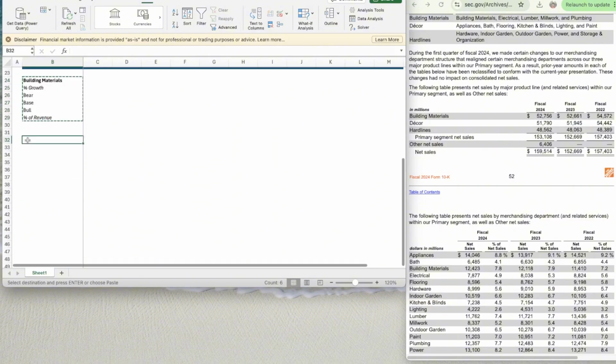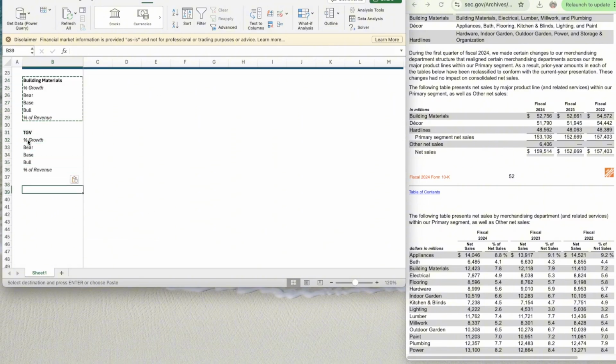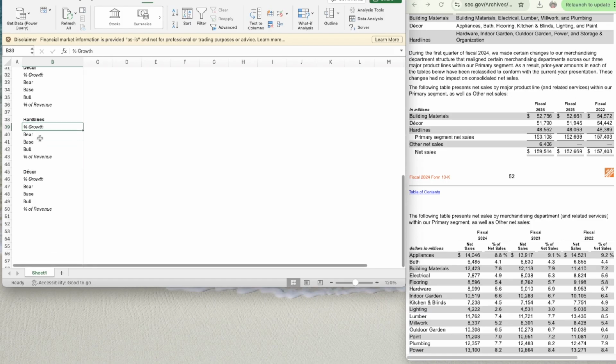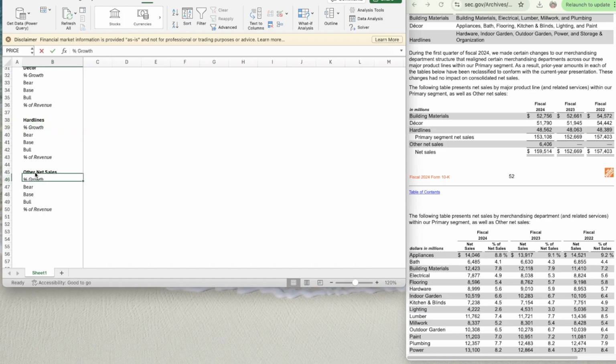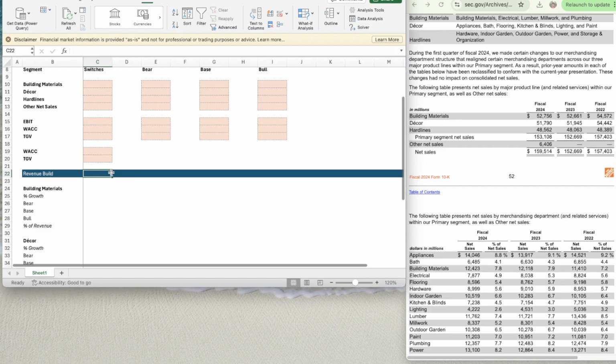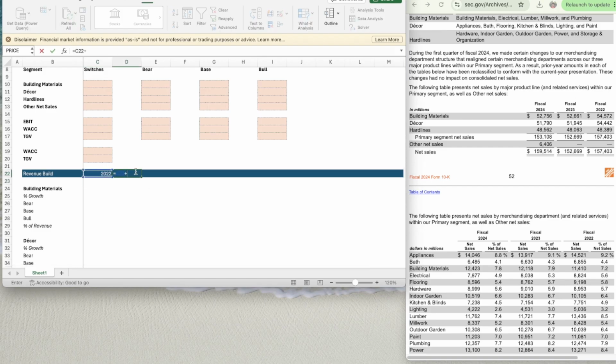We can just keep copying these 4 times. We need to change it, so if this one is B10, this equals B11, B12, B13. And then here, the year we're going to start for the revenue is 2022. So we go 2022, and we then go 2022 plus 1.